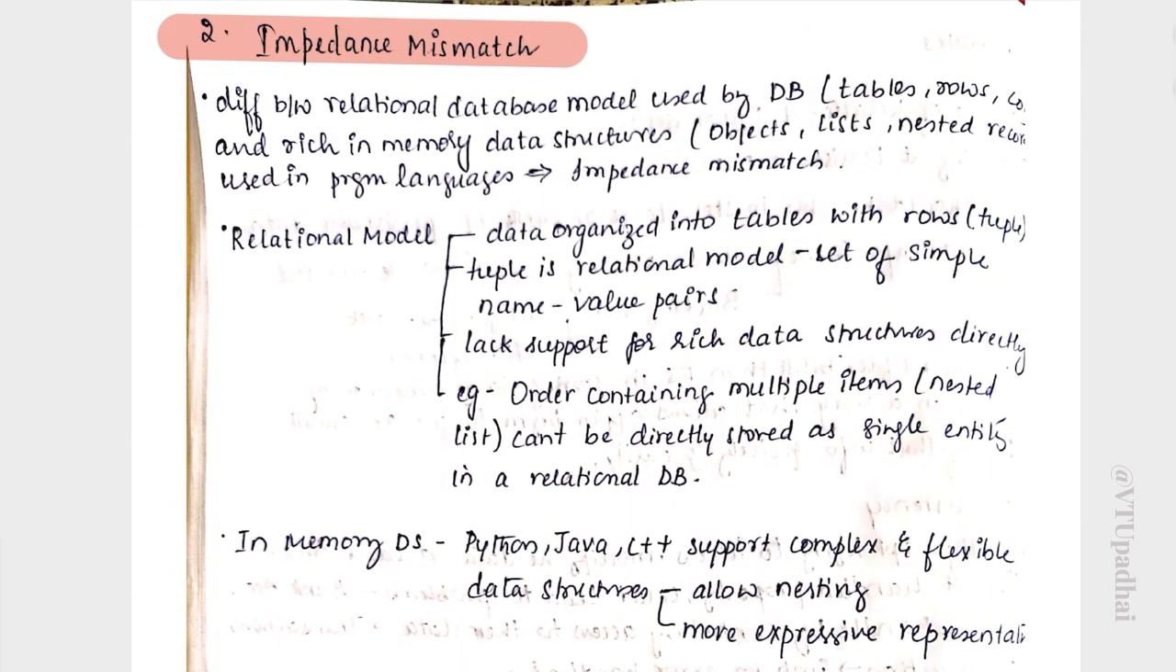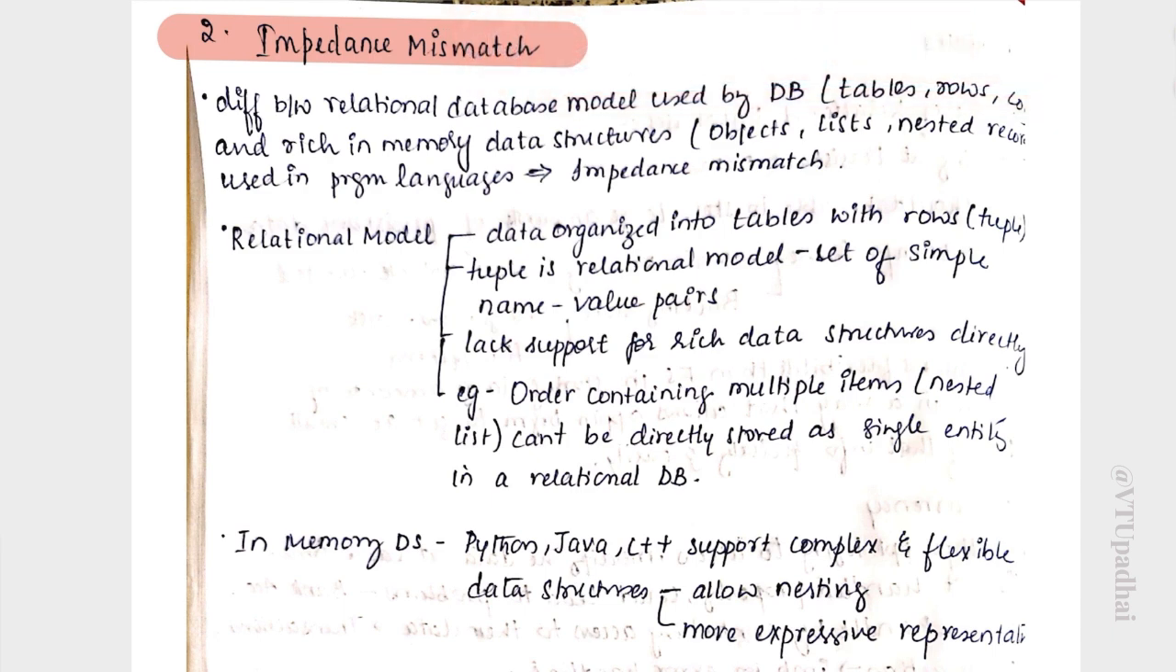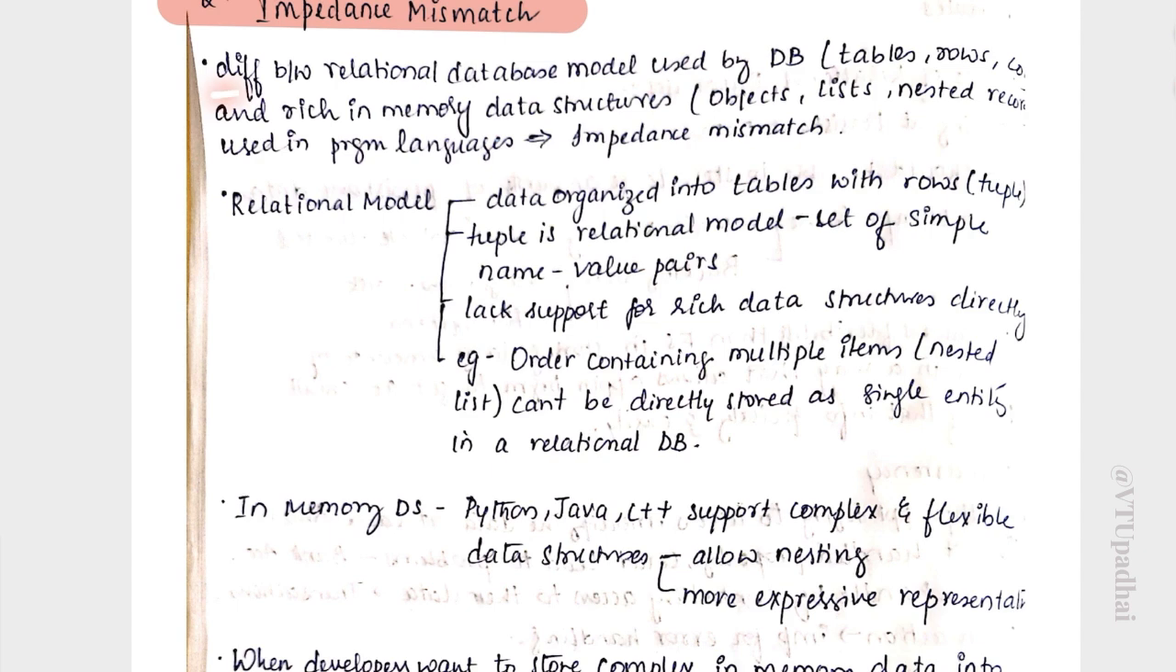Next topic which we have is impedance mismatch. So impedance mismatch is one of the drawbacks which occur in the relational database. Impedance mismatch could be asked for 10 marks because it is a very important topic in first module. So impedance mismatch is the difference between the relational database model used by the database, which comprises of tables and rows, and the rich in-memory data structures, which comprise of objects, lists, nested records, and these rich in-memory data structures are used in the programming languages, right?